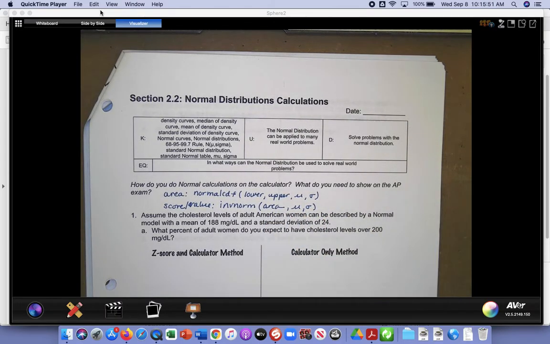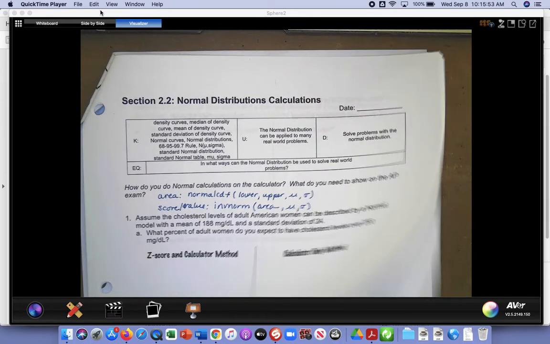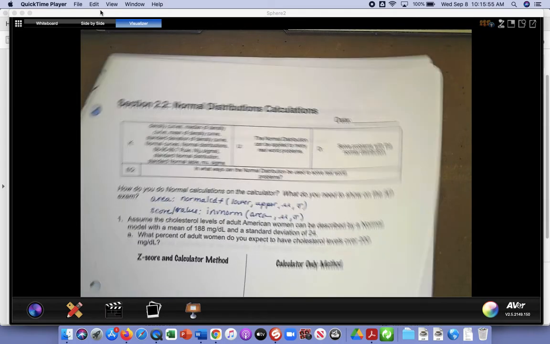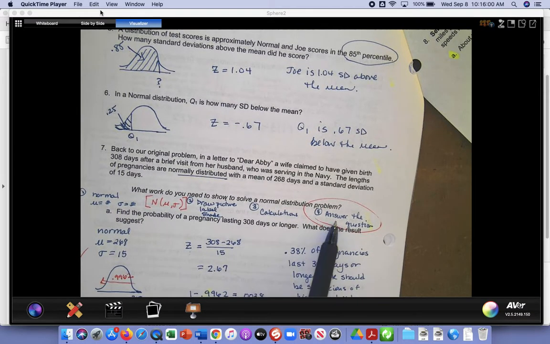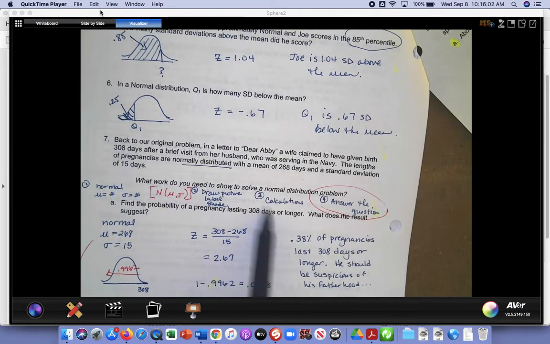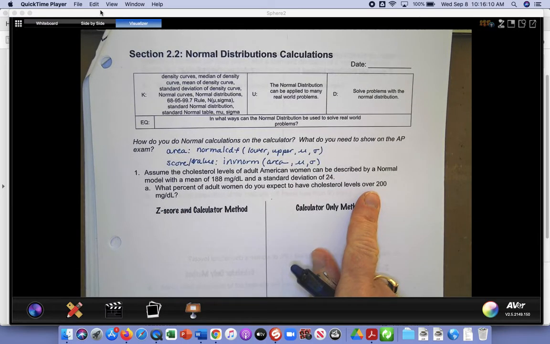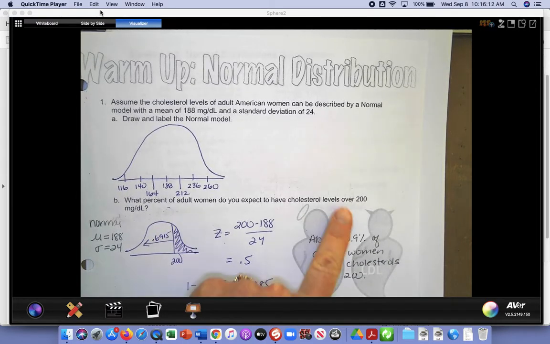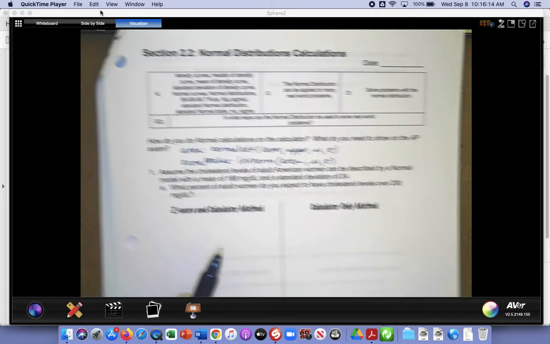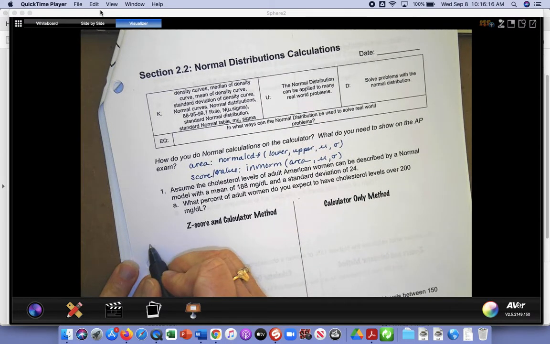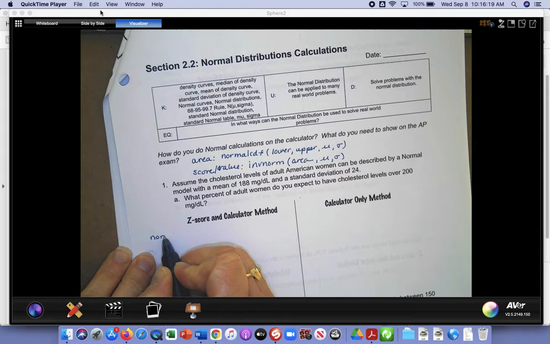What work do you need to show? You're showing me the same stuff that I told you to show me yesterday. So all those little things there, we're doing the same thing. The only thing that's going to change here is that calculation part. So I'm going to be a little bit redundant here. So this is the exact same problem that you just did on the warm-up here. So again, I'm being redundant because I am showing you everything you would show me.